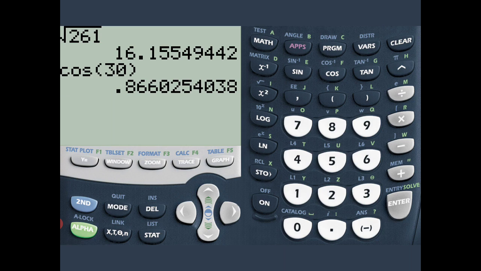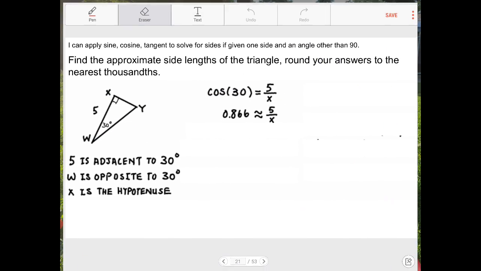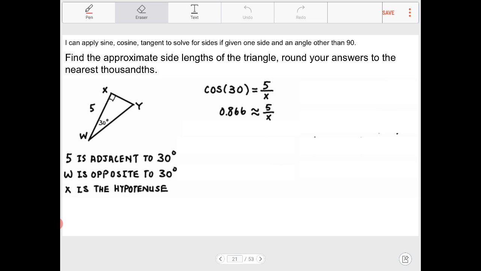This is actually an irrational number. It goes on forever, and the decimals never ever repeat itself. But that's the decimal value. It's 0.866. I take this, okay, and I replace cosine 30 with 0.866, and that's approximately equal to 5 over x. I can, if I wanted to, get the exact value of this, but that's not the point of this exercise because I want to get a decimal value out of this.